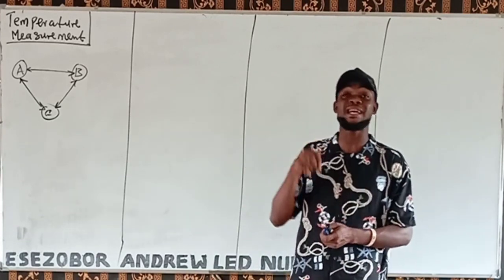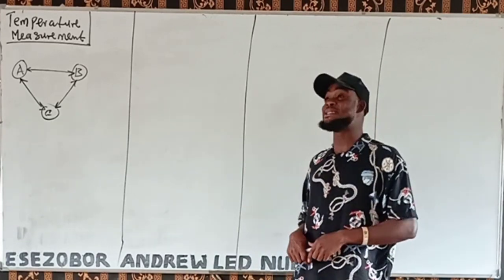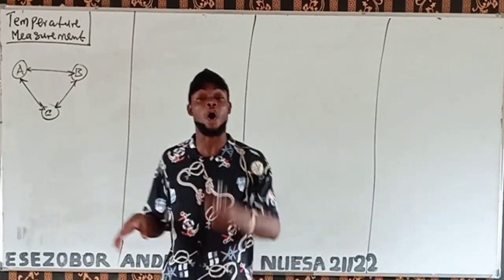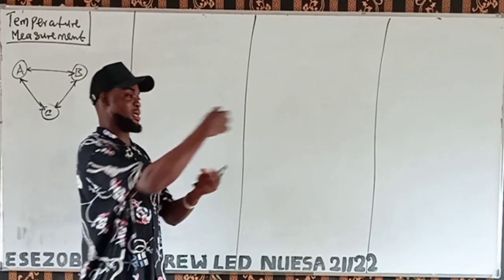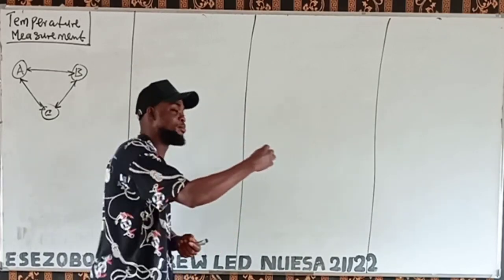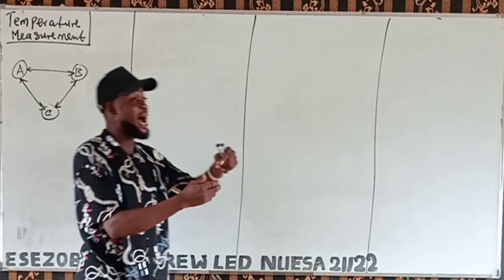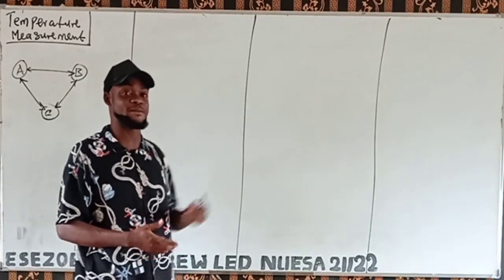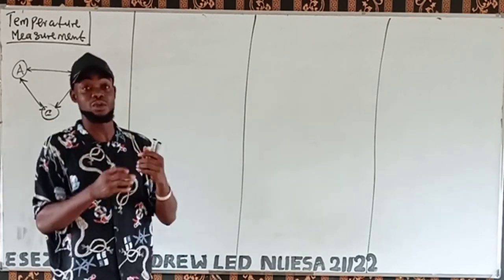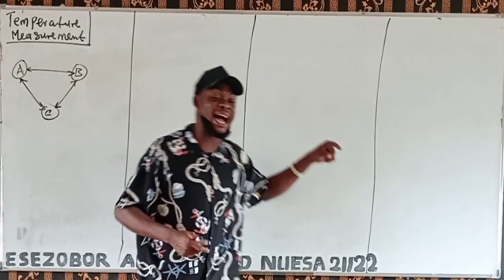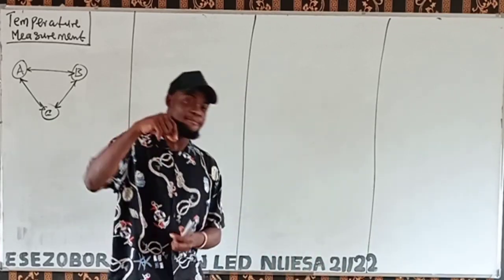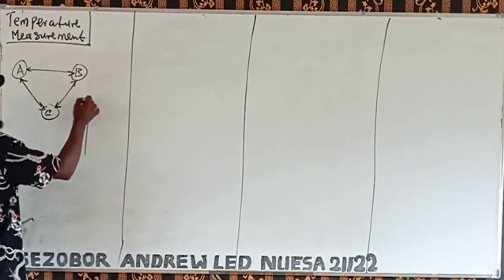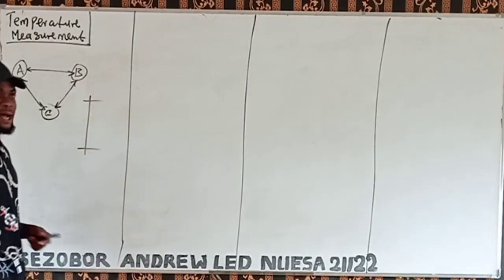The upper fixed point of a scale is the point the scale will read when it's placed in boiling water or steam. When you place a thermometer in boiling water or steam, the value that thermometer will read is what we call the upper fixed point. The lower fixed point is the value it will read when it is placed in melting ice water. So you're going to mark out the upper fixed point and the lower fixed point.